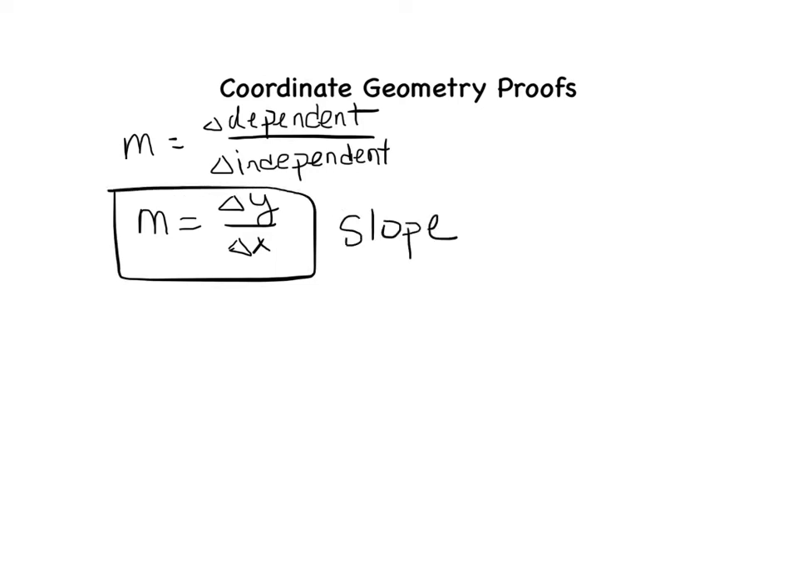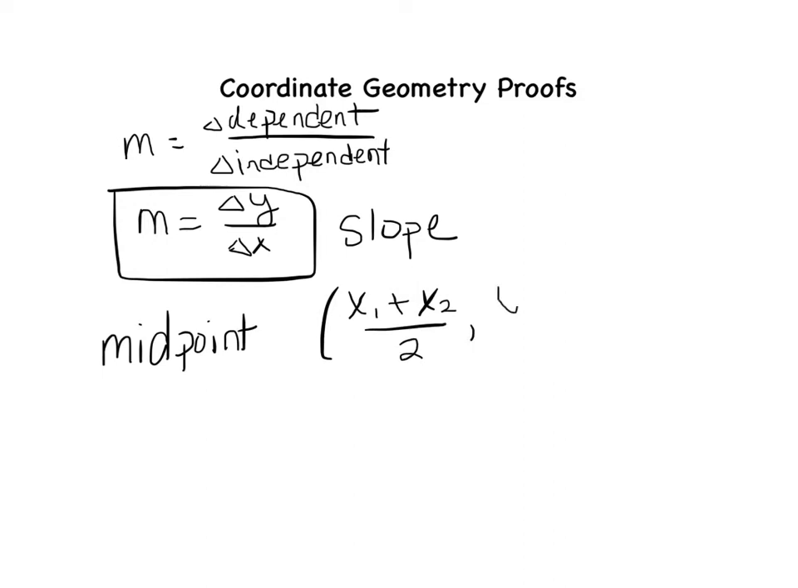Another thing that we might remember is the midpoint formula. And this is the average of the x's, comma, the average of the y's. And this helps us find the halfway point between two coordinates on the coordinate plane.